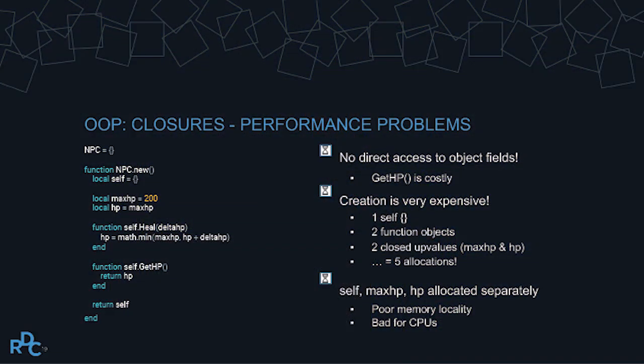So what's wrong with this code? Well, if there's external code that needs to operate with this NPC, there are no fields exposed from this NPC, which is good because it's encapsulation, but it's bad because, for example, you have to know how many health points are left. You have to call a function, getHP, right? As we learned, calls are slow, so that's not great.